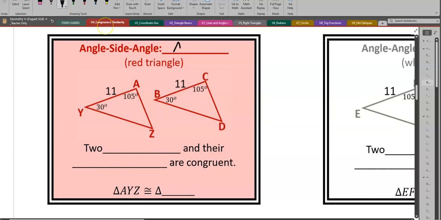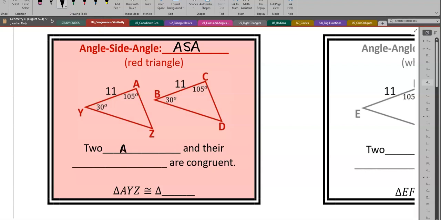That's going to be abbreviated ASA. And by definition, this is where we're now going to have 2 angles. And the key word here is their included side. So let's talk about what included side means here.